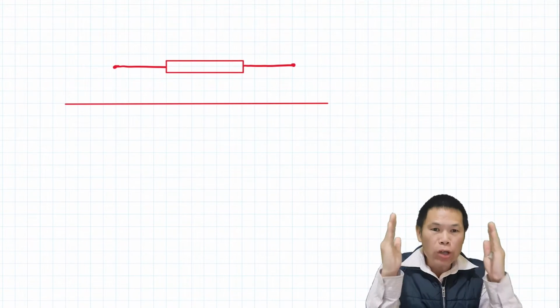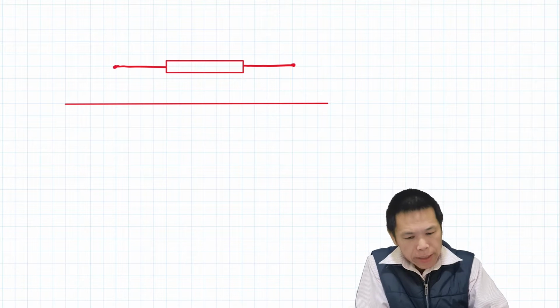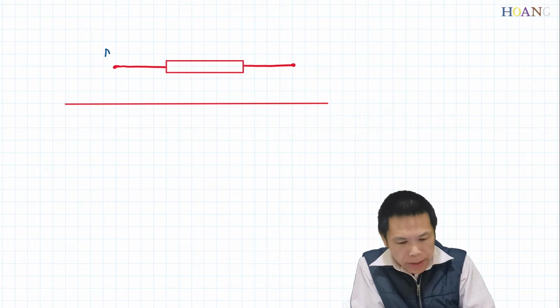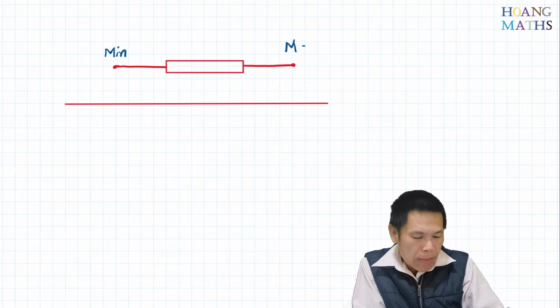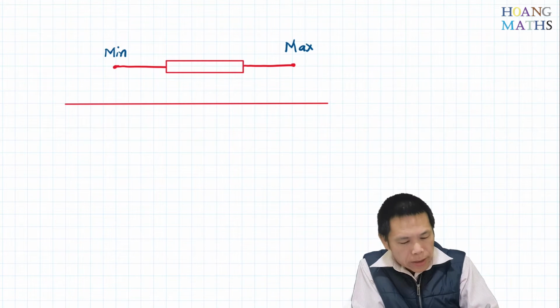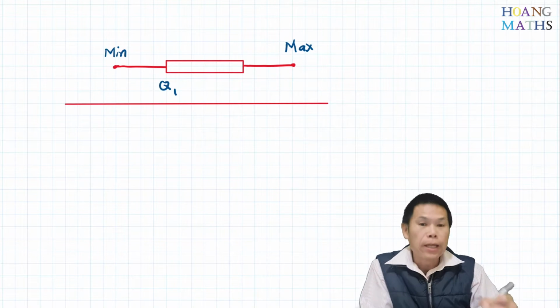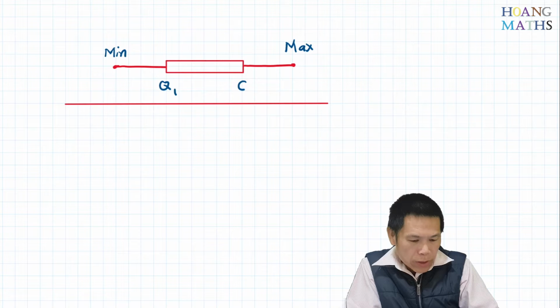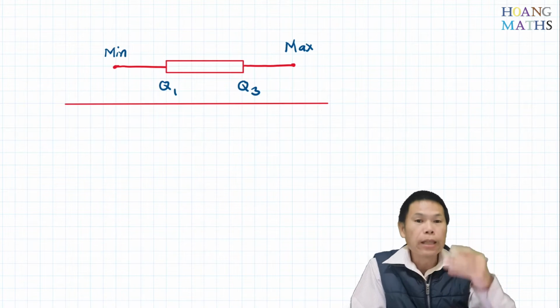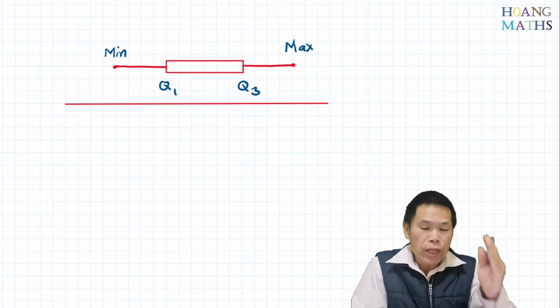So let's say we have a box and whisker plot here. This one here is the minimum score and here is the maximum score. This is the lower quartile, which is Q1. And then we have the upper quartile here, which is Q3. And the median is anywhere within the box.